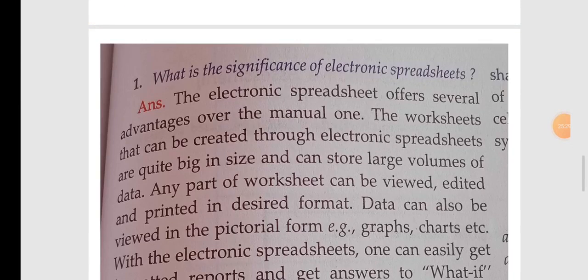The electronic spreadsheet offers several advantages over the manual ones. A spreadsheet is nothing but a combination of rows and columns, where rows and columns intersect each other, and we get a space that is also called a cell, and we put the data into that cell. This is done electronically, so that's why it is called the electronic spreadsheet. One of the most common software used is MS Excel.